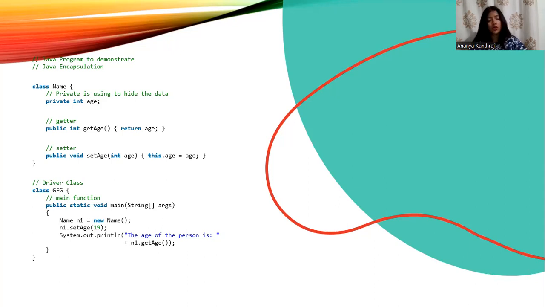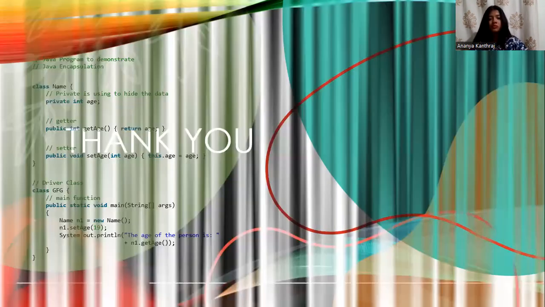Then this.age equals age, closing the brackets, and using a driver class, class GFG with the main function. Then we come across public static void main String args. Then we again open the brackets to mention the name, new name, n1, and set the age to 90. Then the System.out.println statement, which is used in a Java code to print the age of the person plus n1.getAge, the age of the person.